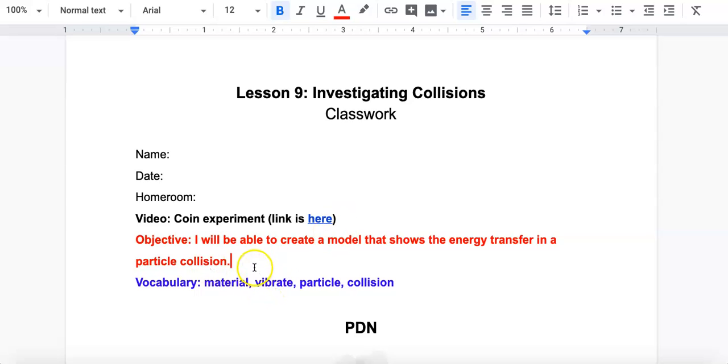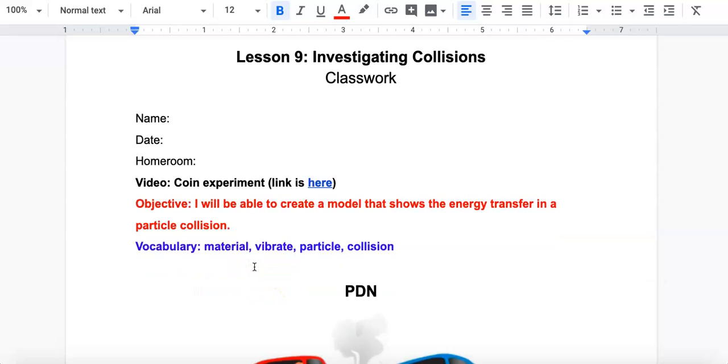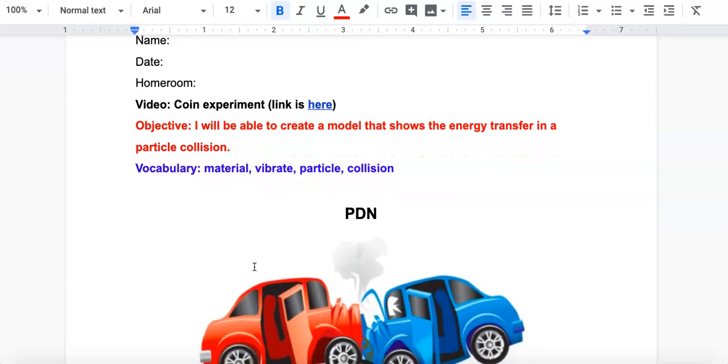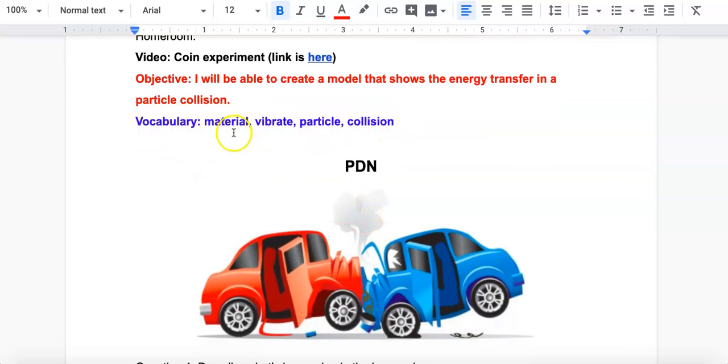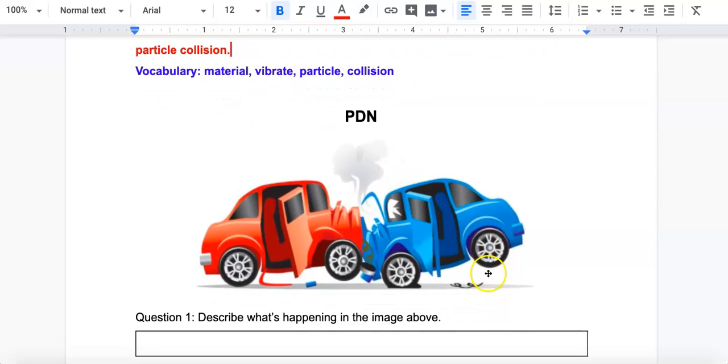Our objective for today: I will be able to create a model that shows the energy transfer in a particle collision. So our model is actually going to be the coin experiment. The coins are going to play the role of a model for us so that we can start to see how energy transfers in a particle collision. These are the vocabulary words. I didn't include the definitions because we have four up here, but the definitions are in the previous classwork assignment. So if you want those definitions, feel free to click on one of last week's assignments.